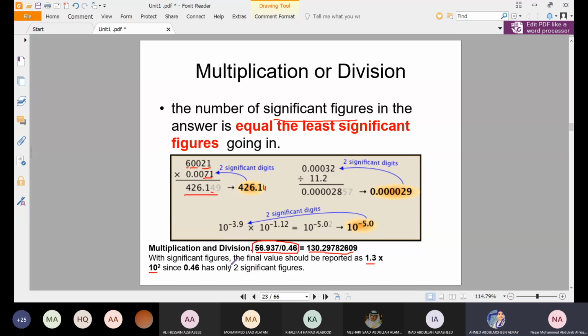Doctor? Yes. The first example shouldn't it be 4.3 times 10 to the power 2? Which one? 426. Yeah, it should be approximated in this form. Yes, that means it should be 4.3, 2 significant figures, multiplied by 10 to the power, for example, 2.